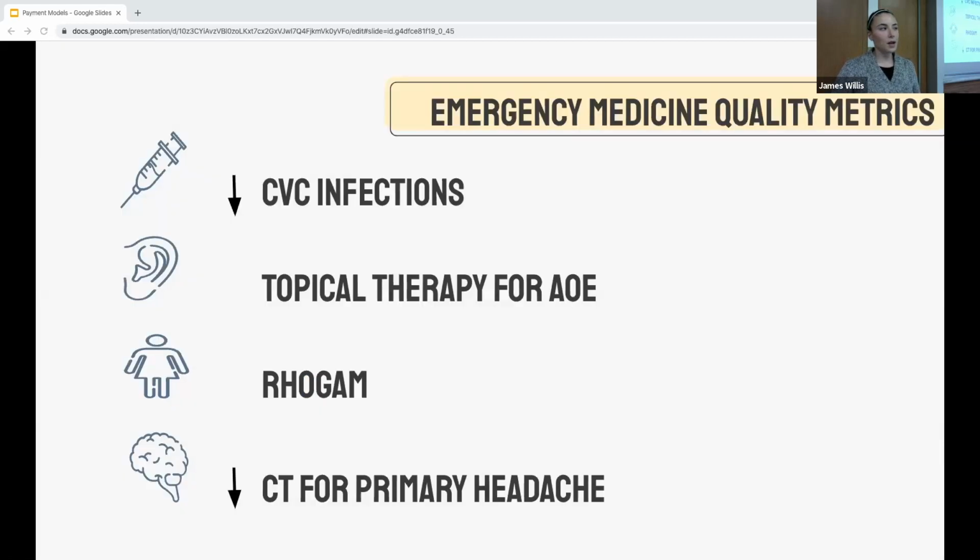So I'm going to move in to talk about some quality metrics that pertain to us in the emergency room. Decrease in central line infections, topical therapy for acute otitis media as opposed to systemic therapy used in patients that are 2 and older. Administering RhoGAM to Rh-negative patients who are at risk for fetal blood exposure, and decreasing the CAT scan use for primary headache with normal neuroexam, which, as you recall, was a topic of radiology's lecture to us in one of these conferences.